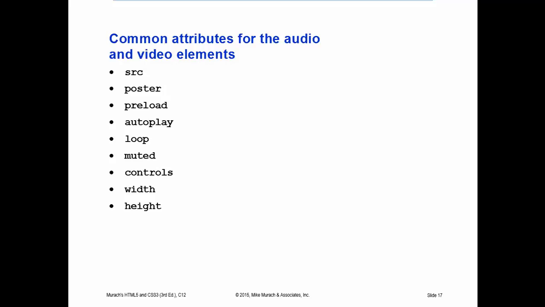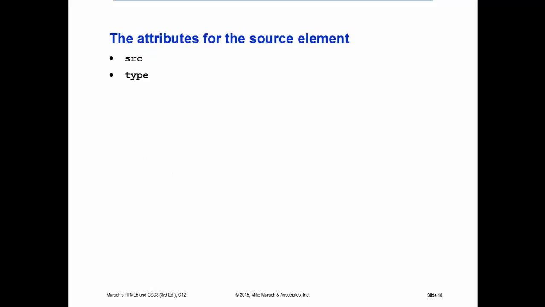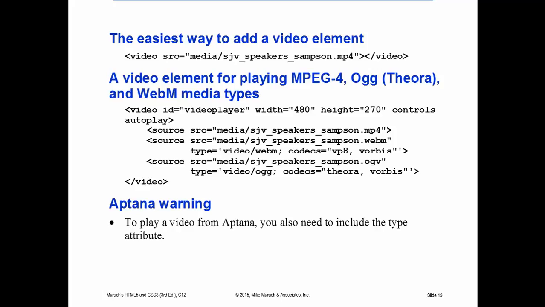There's also a source and a type. The source is the URL of the file to be played, as we talked about, and the type is the optional MIME type. So there's some examples here.